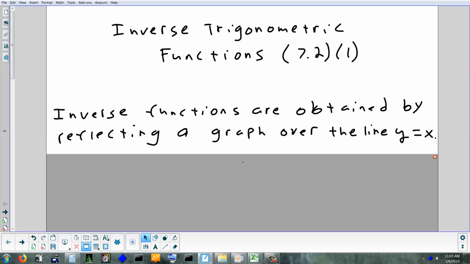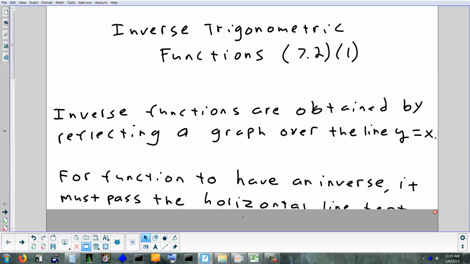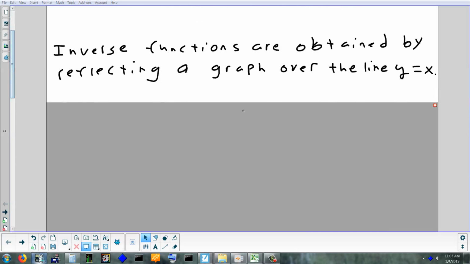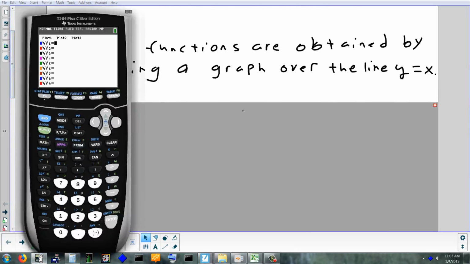Now, in general, any inverse function, whether it's squaring and square rooting, or sine and inverse sine, any two inverse functions are visually mirror images over the line y equals x. Okay, so let me show you that with something simple, and then we'll do it with a sine function. So let's take the square root of x.